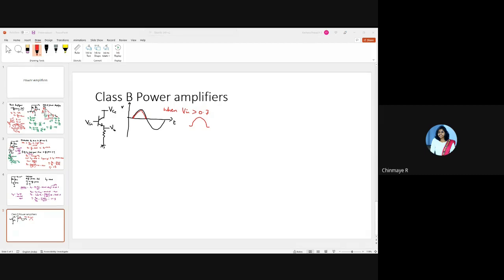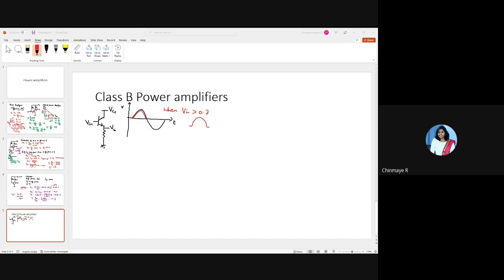It will be off. Sorry, I don't hear you. Can you speak a little louder? It will be off. Correct. So this transistor will go off because VBE is not 0.7. Vin is negative. So therefore this transistor will go off, right? So this is going to work only during the positive half cycle.